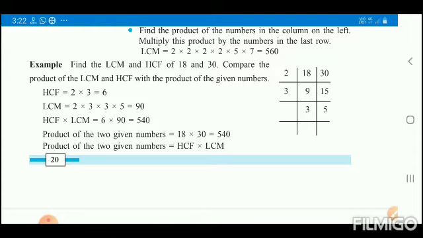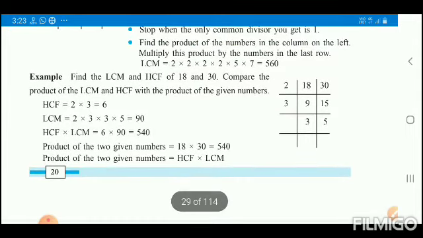Now we'll see another example, that is, find the LCM and HCF. Here we have to find both the LCM and HCF of 18 and 30. Compare the product of the LCM and HCF with the product of the given numbers and we will get the rule. Now see here, we will find the factors of 18 and 30.